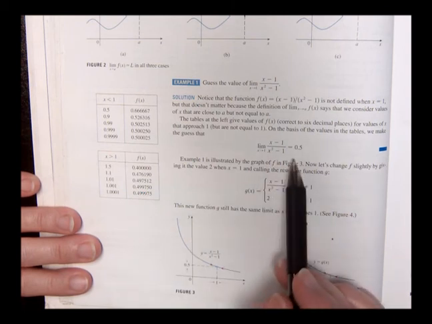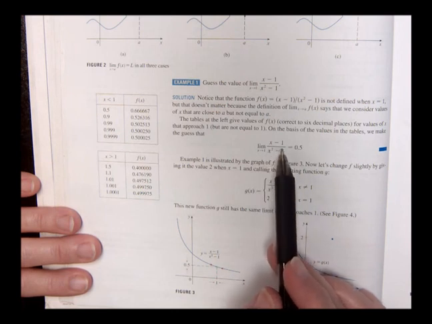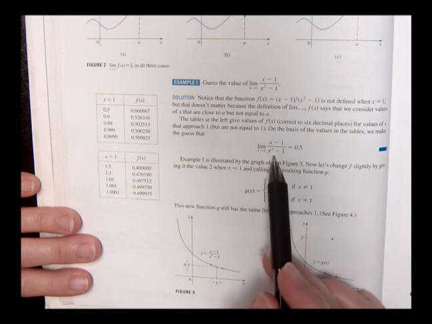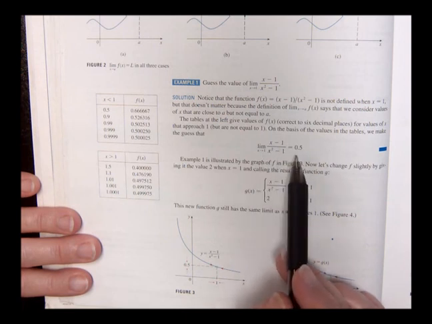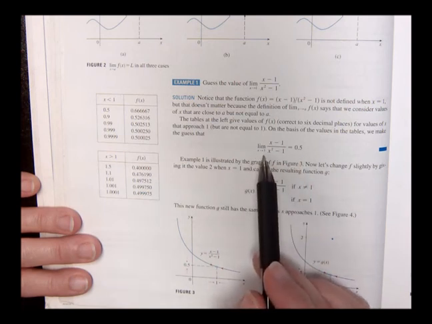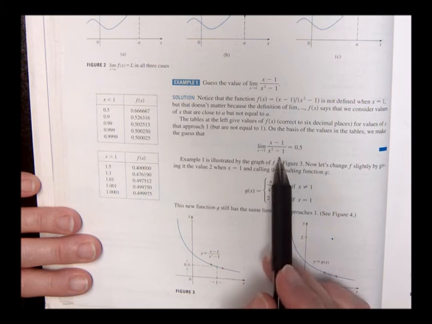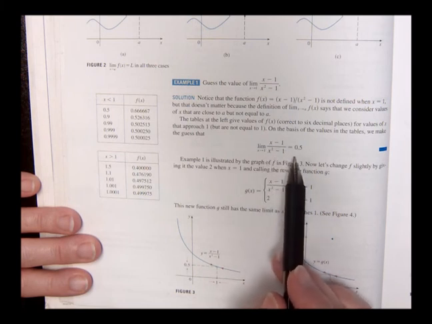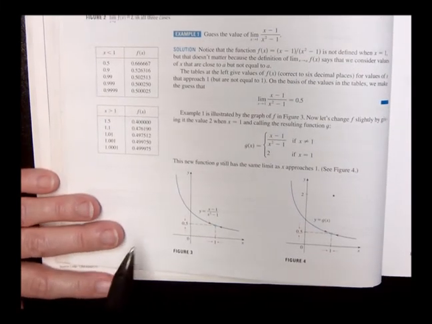Enough, in fact, that we are comfortable with saying the limit of x minus 1 over x squared minus 1 as x approaches 1 is 0.5. So the limit as x approaches 1 of x minus 1 over x squared minus 1 is 0.5. Now, this is an example of what we looked at before.